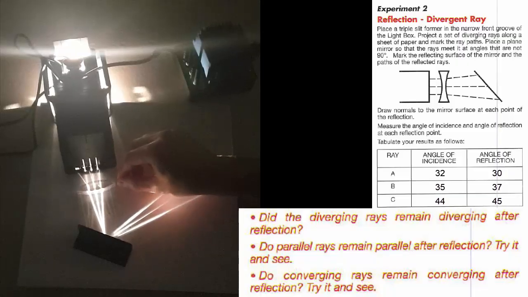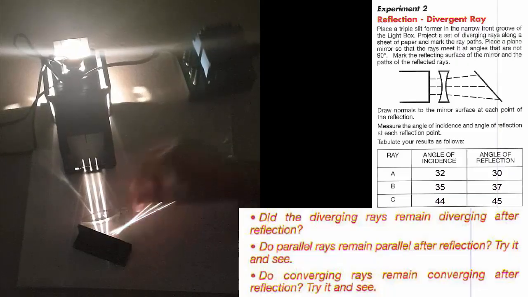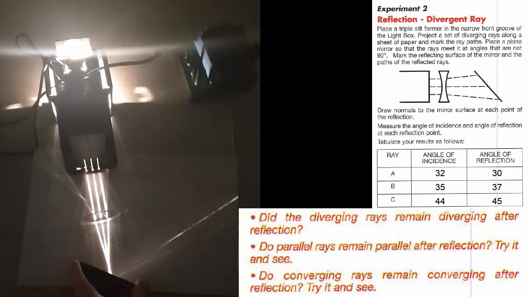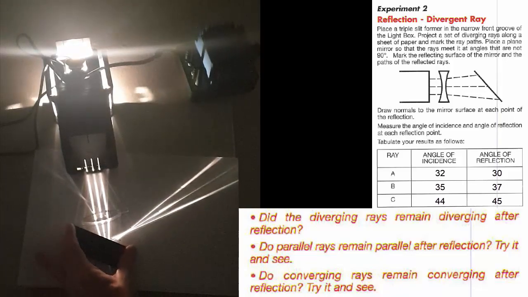So I do a range of lengths of reflecting. You can see that doesn't change either. So the straight mirror pretty much keeps the nature of the wave the same.